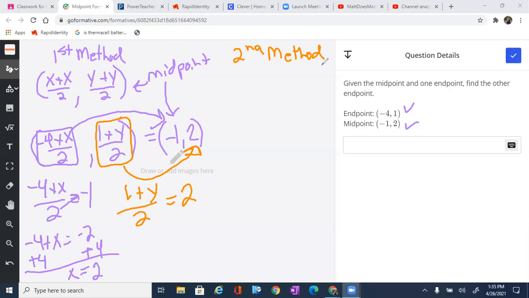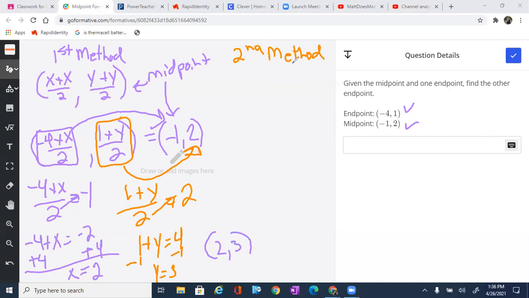And then I do the exact same thing. I'm going to multiply by 2 to get that 2 out of the denominator. So I get 1 plus y equals 4. And I'm going to subtract 1, and it's going to be y equals 4 minus 1, which is 3. So we have the second endpoint, which is 2, 3.